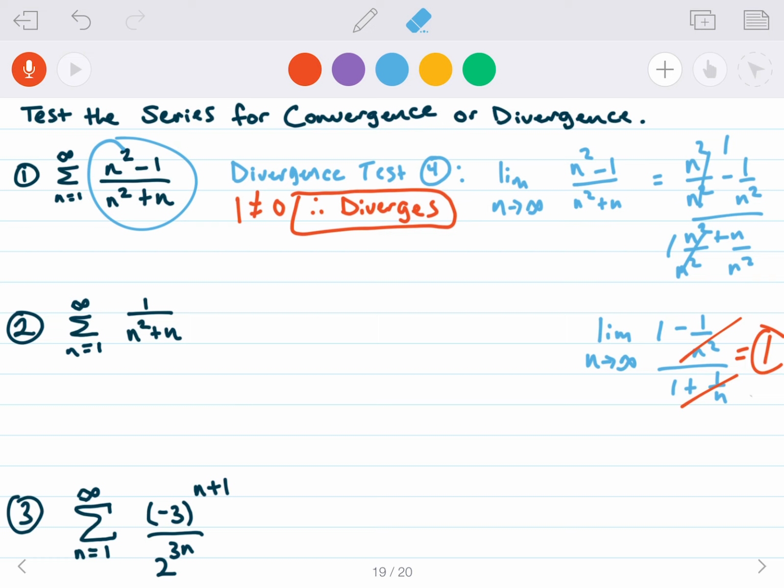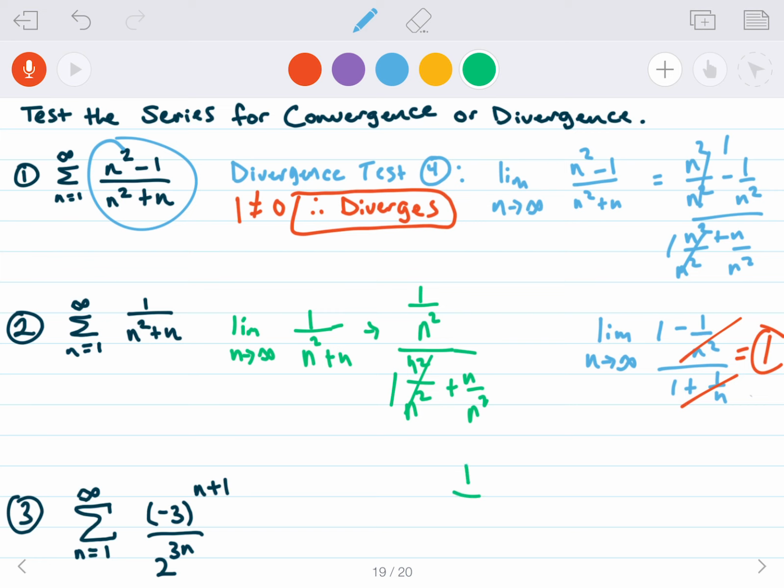Okay, cool. So that was the divergence test, number 4. Let's look at number 2. Again, I see a rational function because I see a variable in the denominator. And the first thing I want to do is try the divergence test again. So the limit as n goes to infinity of 1 over n squared plus n. Divide top and bottom by the highest power, which is n squared. So this goes to 1, and this goes to 1 over n. So I have 1 over n squared over 1 plus 1 over n. If I put infinity here, I get 0 on top and 1 on the bottom.